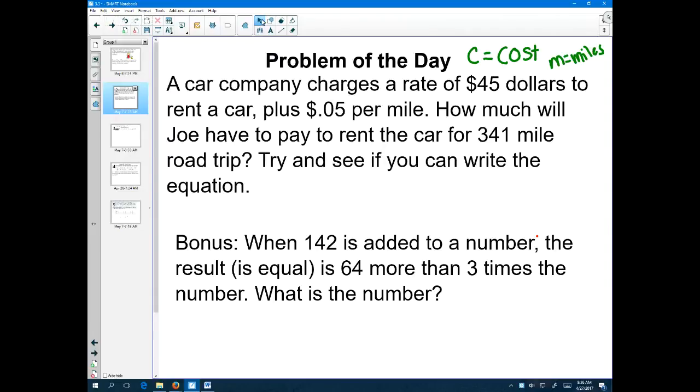Is this right, Mr. Stitcher? 0.05 times n plus 1. Equals answer. Or C for cost.